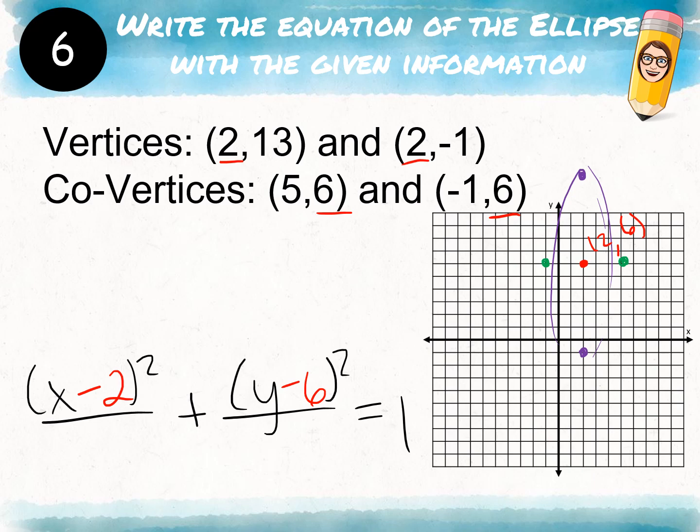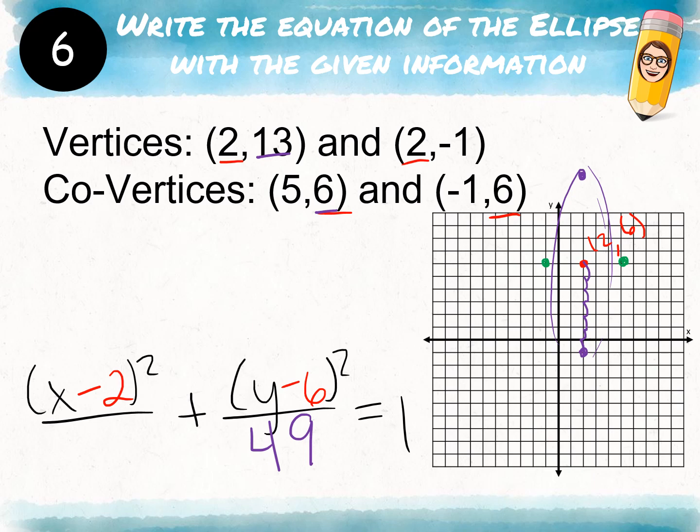Let's talk about our a value. a value is from the center to the vertex. Now, because I created a graph, I could just count, right? Or I could say from a y value of 6 to a y value of 13, that would be a distance of 7. 7 vertically. That means 49 is going to go under my y because it had a distance of 7. I could also physically count now. 1, 2, 3, 4, 5, 6, 7.